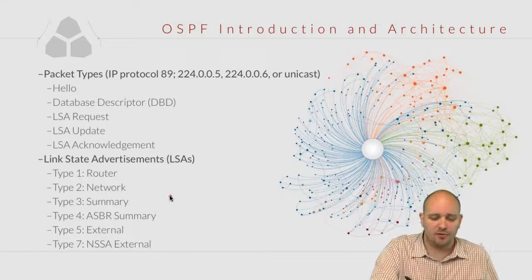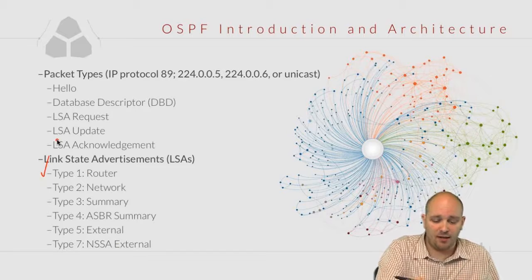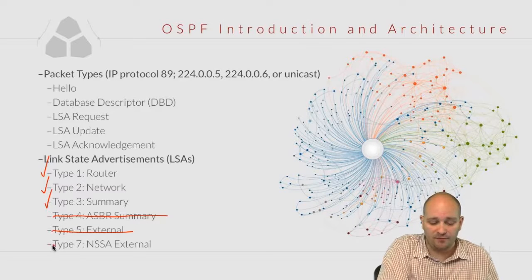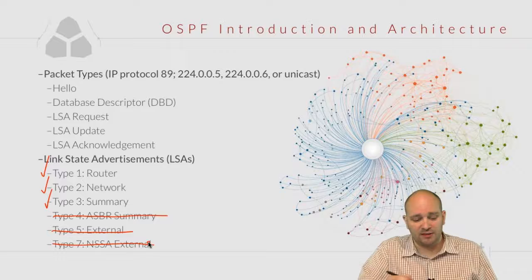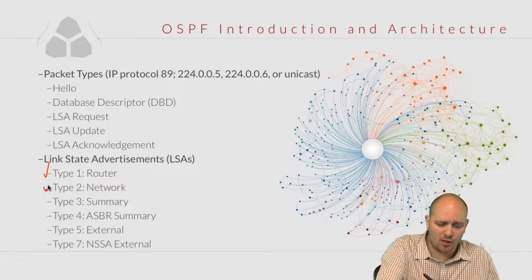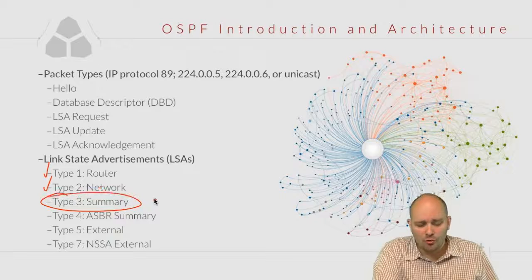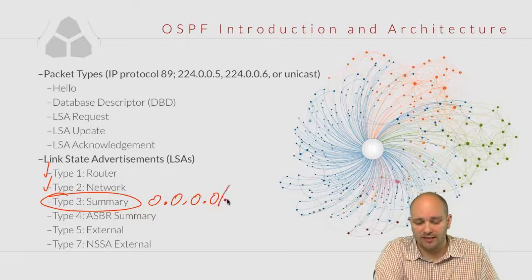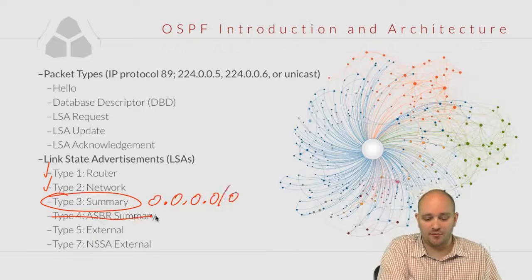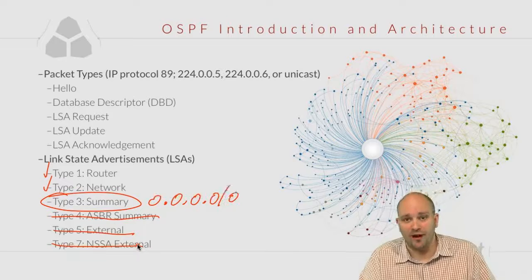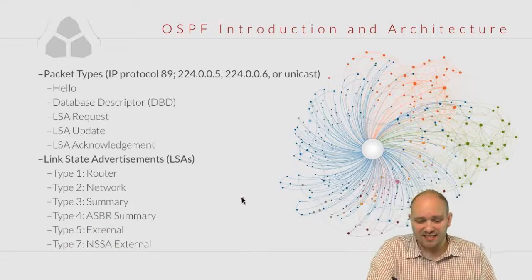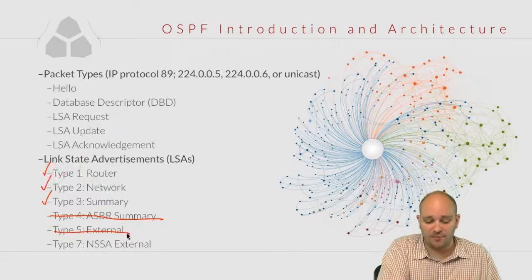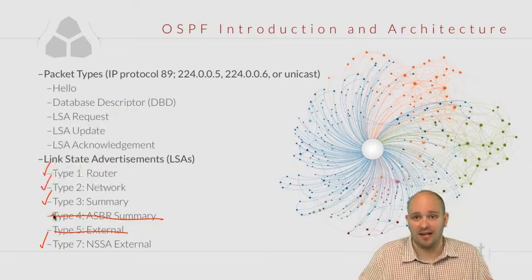In the stub areas, for example, we can have type 1 LSA, type 2, and type 3, but we cannot have types 4, 5, and 7. In a total stub area, we can have type 1, type 2, and type 3, but it's only going to be the default route that is injected with a type 3 summary, and we cannot have types 4, 5, and 7. In the case of the NSSA area, we can have type 1, type 2, type 3, but we cannot have types 4 and 5, but we can have type 7.